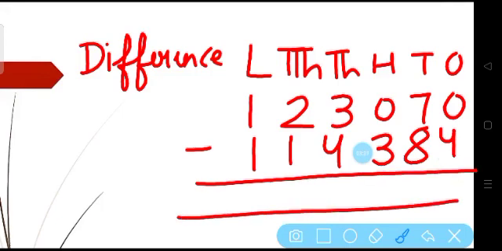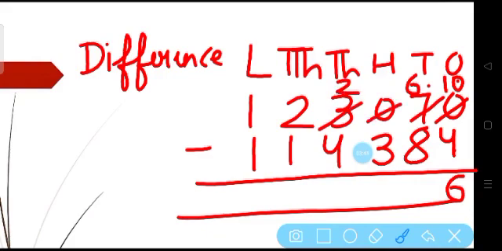Now start subtracting them. 4 is greater than 0, so you will borrow. 7 will become 6 and this 0 will become 10. 10 minus 4 will be equal to 6. Here it is 6, so you will borrow from this 3. 3 will become 2, this 0 will become 9 and this 1 will become 16. So 16 minus 8 will be equal to 8. 9 minus 3 will be equal to 6.